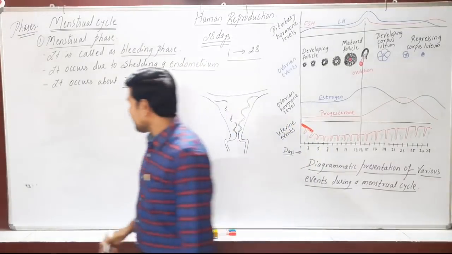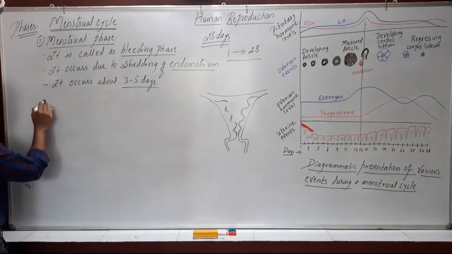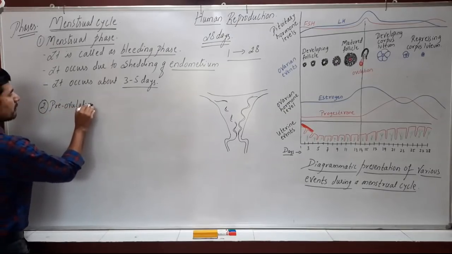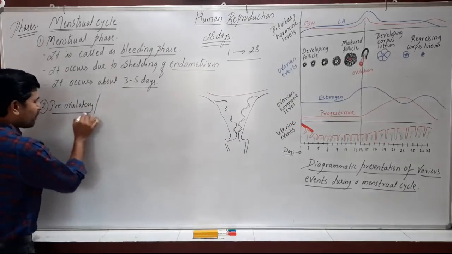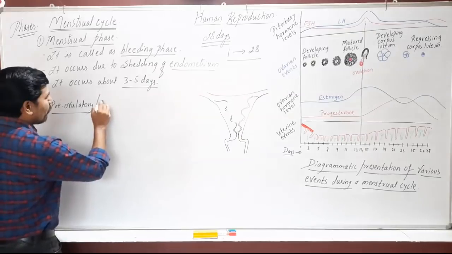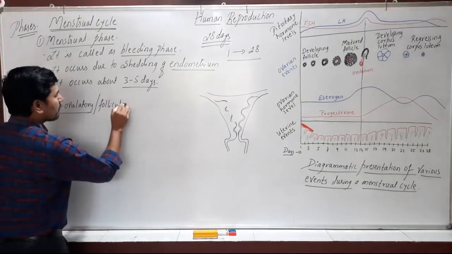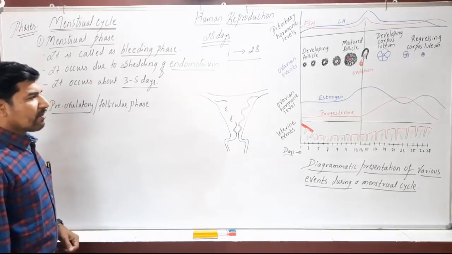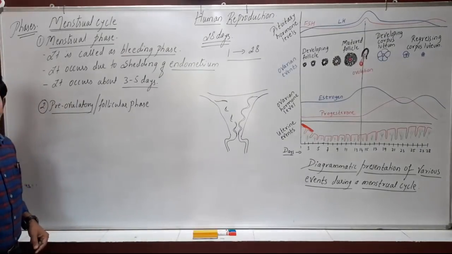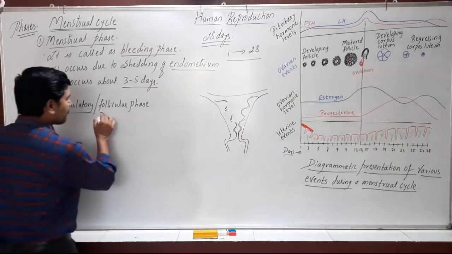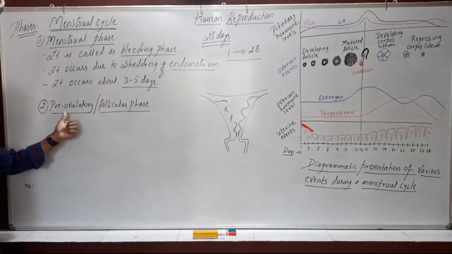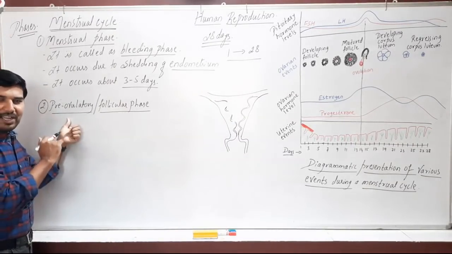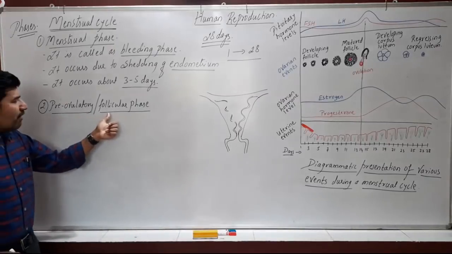So let's look at the second phase now. The second phase is said to be the pre-ovulatory phase. This pre-ovulatory phase is also called the follicular phase. As the name says, pre-ovulatory means before ovulation. Pre-ovulatory, before ovulation. Then the follicular phase.